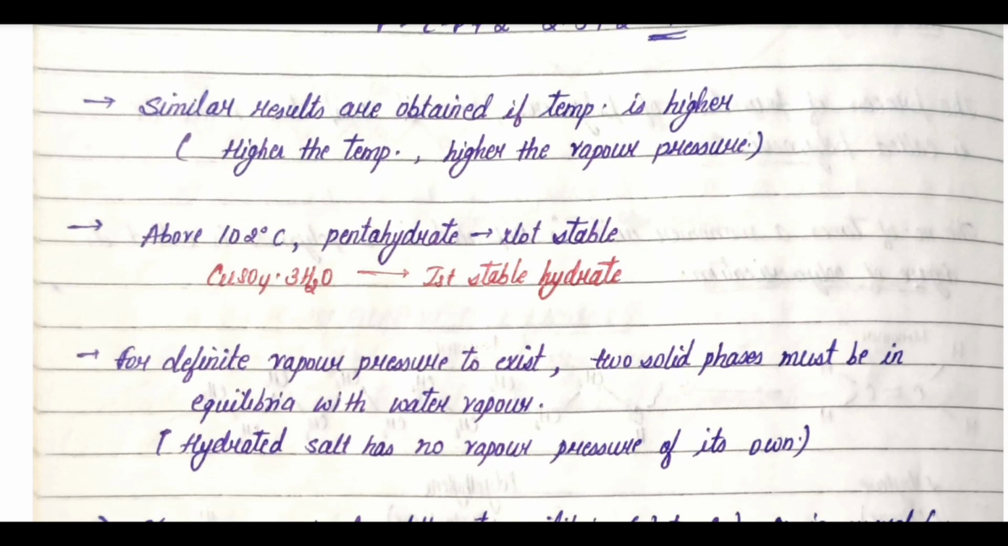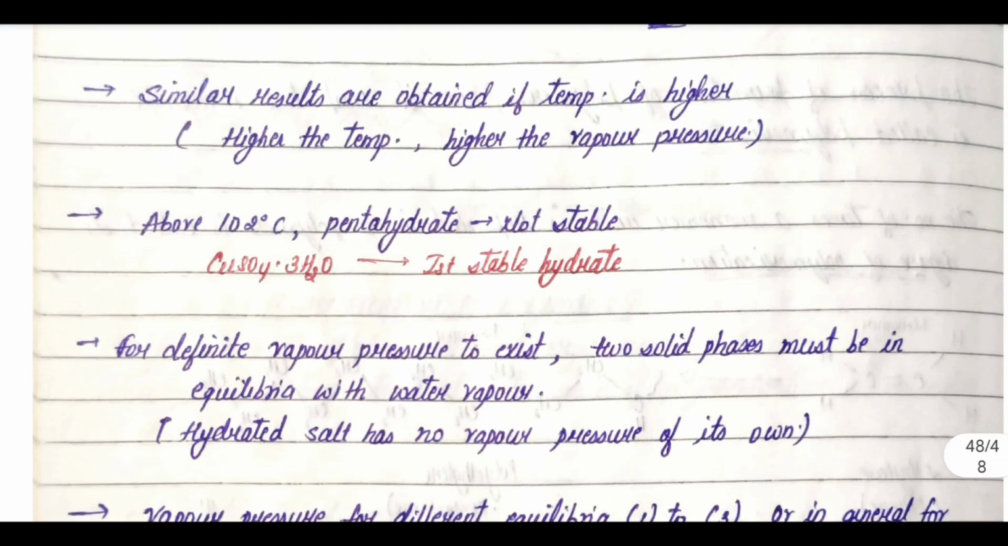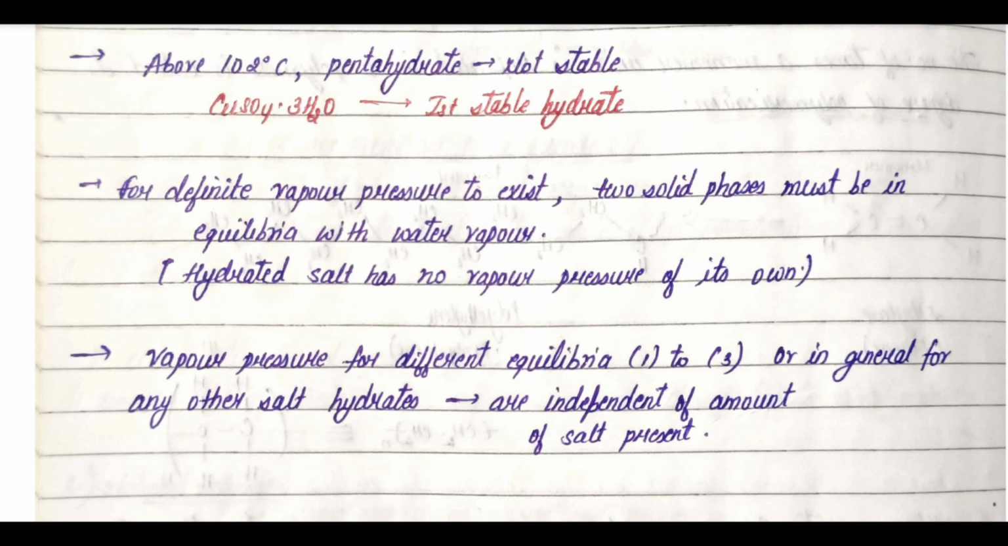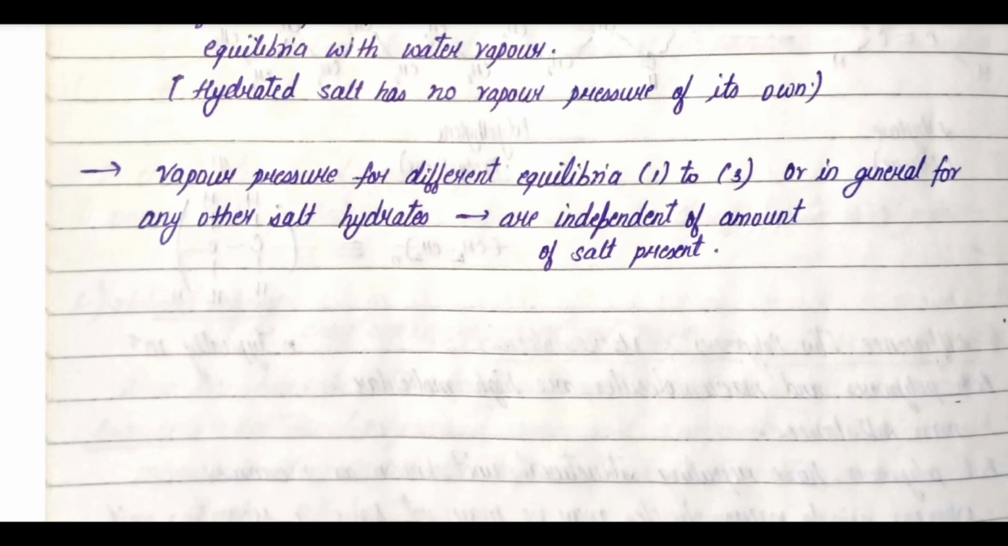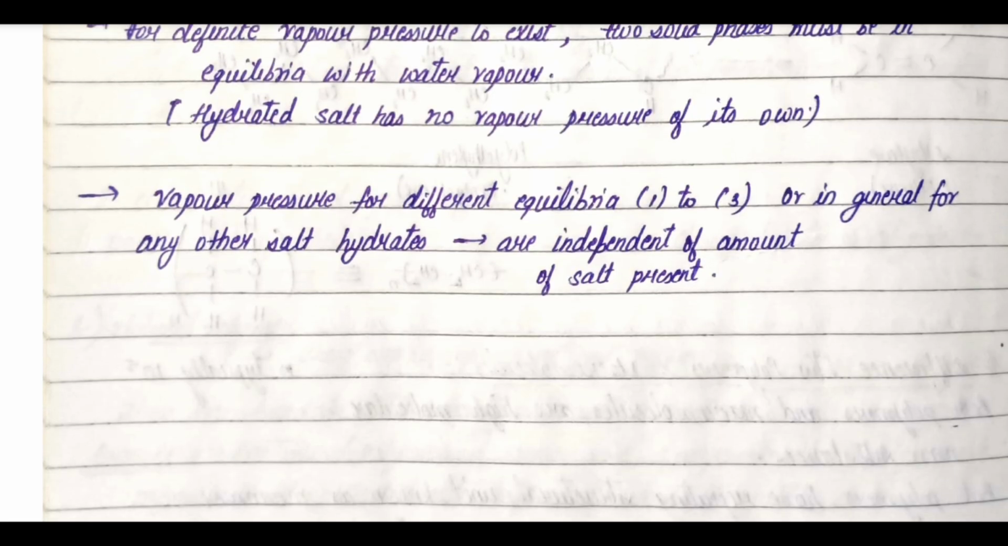Similar results are obtained if temperature is higher. Higher the temperature, higher the vapor pressure. Above 102 degrees Celsius, pentahydrate is not stable. CuSO4.3H2O is the first stable hydrate. For definite vapor pressure to exist, two solid phases must be in equilibrium with water vapor. Hydrated salt has no vapor pressure of its own. Vapor pressure for different equilibria 1 to 3, or in general for any other salt hydrates, is independent of amount of the salts present.